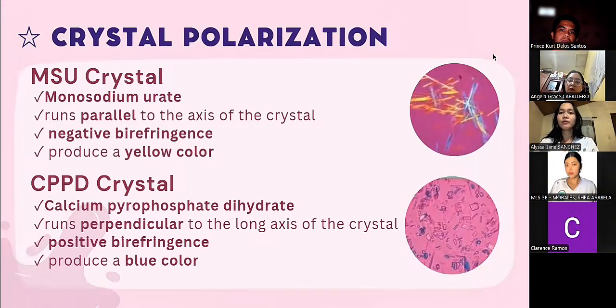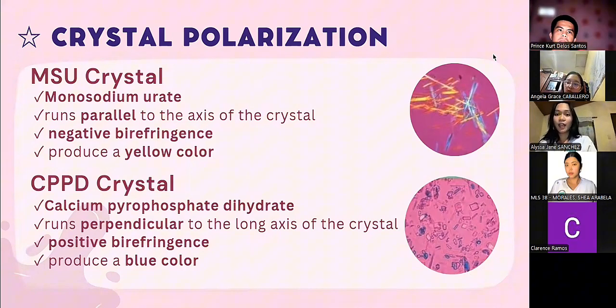Next. The monosodium urate runs parallel to the axis of the crystal, with negative birefringence, and it produces a yellow color. While the calcium pyrophosphate dihydrate runs perpendicular to the long axis of the crystal, with positive birefringence. So for monosodium urate, it is yellow color, while calcium pyrophosphate dihydrate produces blue color. So that's all.